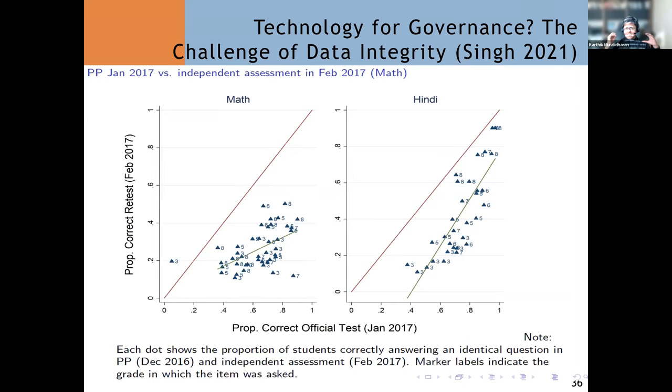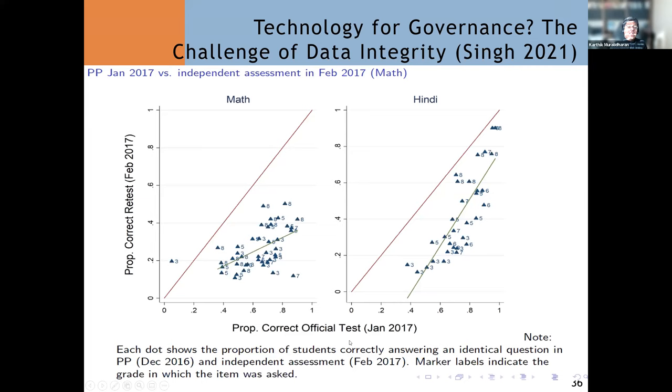Now, what Abhijit did was really simple. These tests were done in January, and we just went back a month later with the enumerators and randomly retested a bunch of these kids on exactly the same questions that they'd been tested on in the January official test. And so now, if anything, the test score should improve, right?